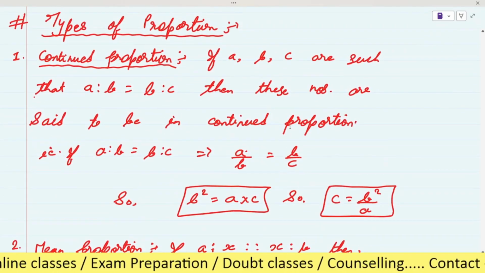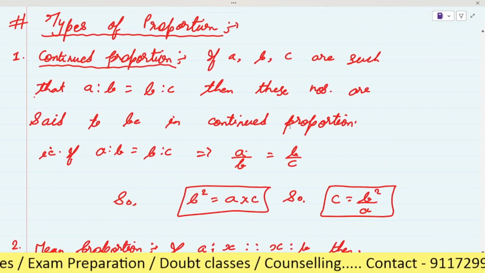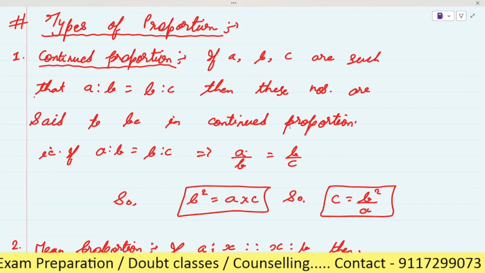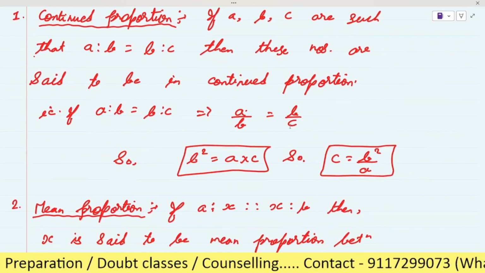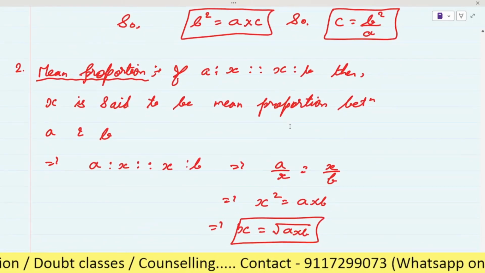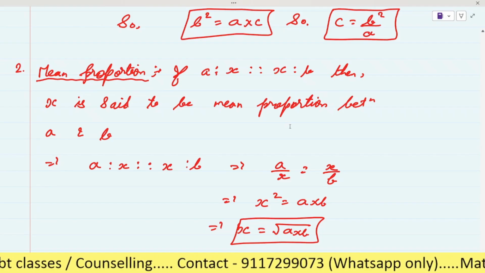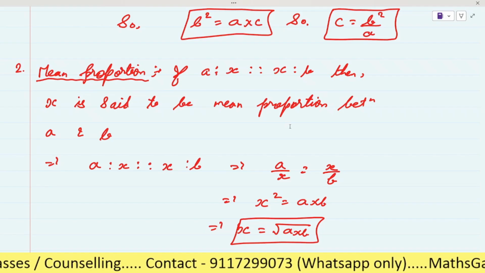Suppose they give 2 is to 3, 2 is to 3, and ask to find the continued proportion, then you have to do A cross C. And when it says find the mean proportion, then you have to do root under 2 into 3, which will be root under 6. Is it clear?